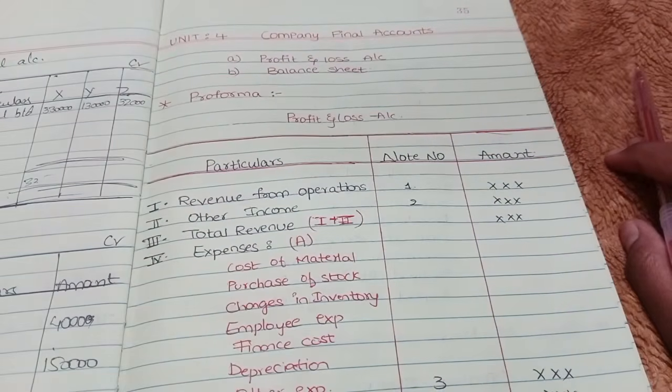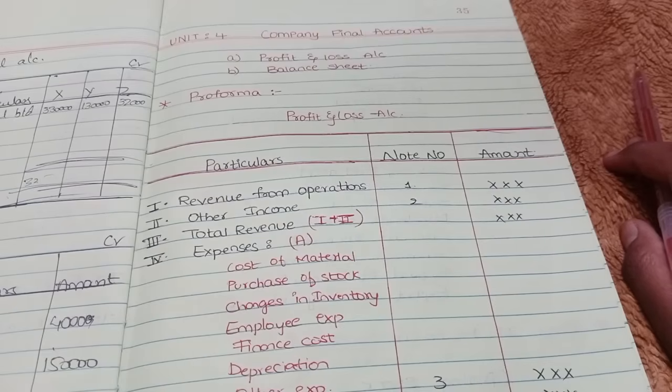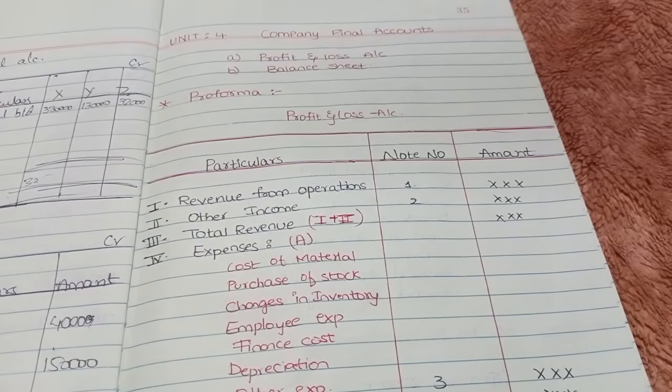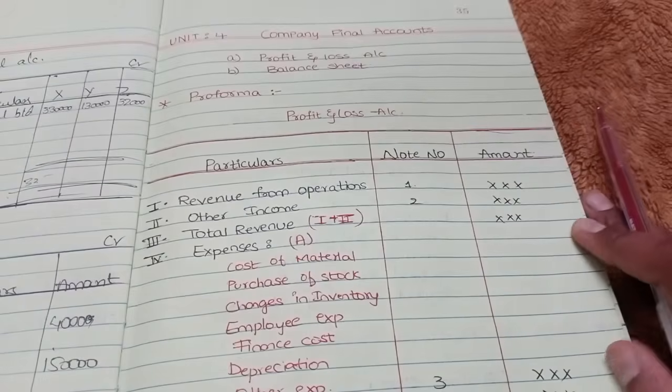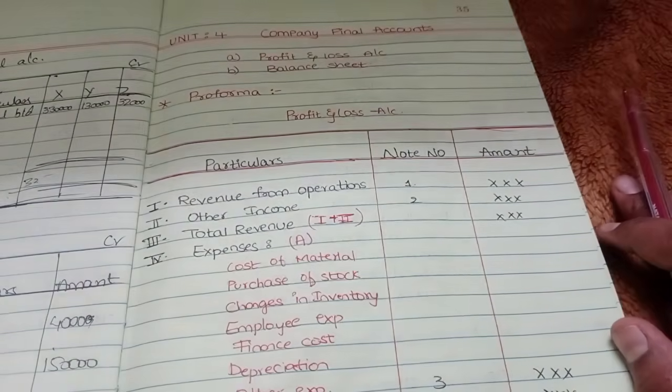In this unit students, again I am saying that you should be perfect with the proformas. If you are perfect with the proformas, 6 marks is in your hands out of a 12 marks question. Okay, first we will discuss the proforma. If you understand the proforma, the whole 12 marks question is easy.